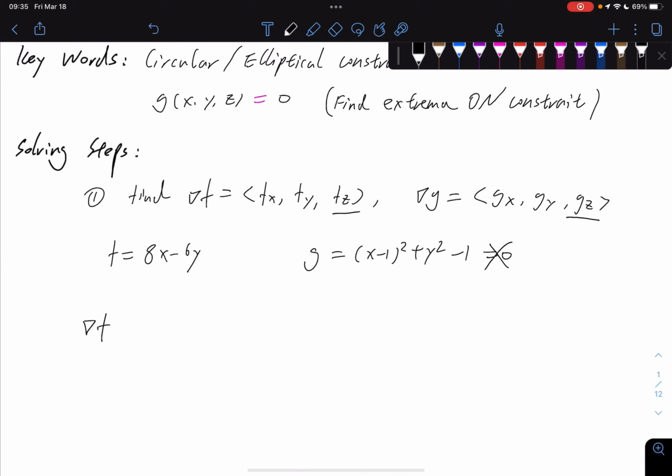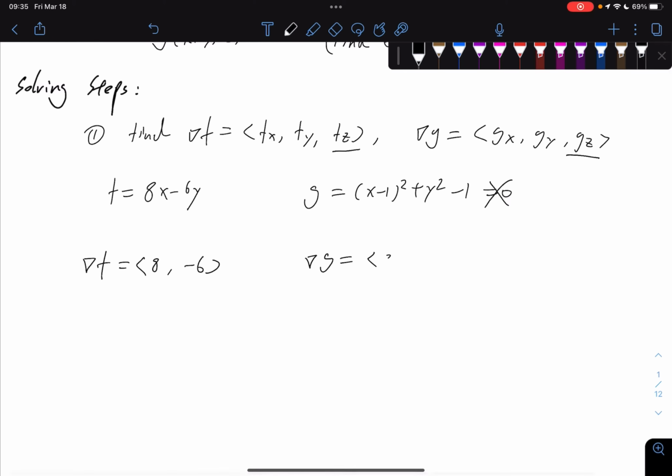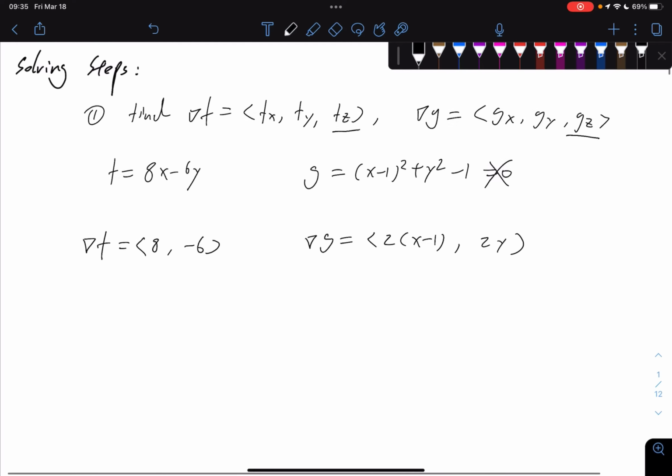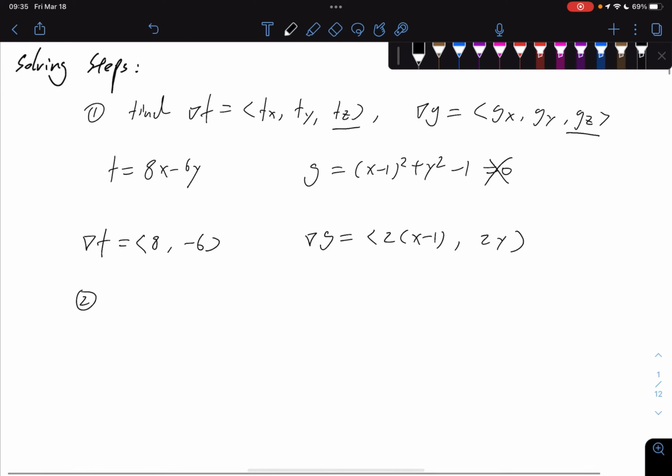So the gradient of f in this case equals what? That's just 8 and then minus 6, and then the gradient of g will be, let's do the power rule, 2(x minus 1) and then 2y. Now we have found the gradient of f and g, so we can proceed to the second step.